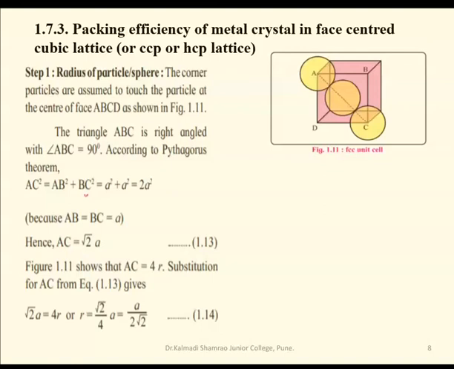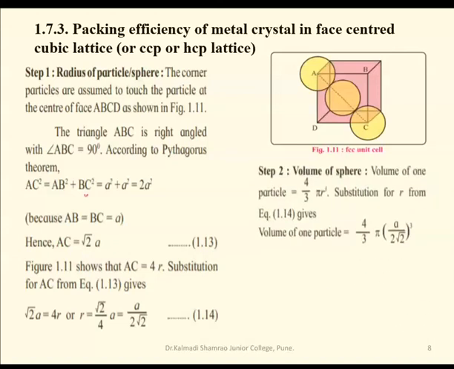Now the figure 1.11 shows that AC is equal to 4 times R, that is the 4 radius. Substitution for AC from equation 1.13, we get root 2a is equal to 4R. Therefore R will be equal to root 2 upon 4 into a. Solving the ratio we get R is equal to a divided by 2 root 2.